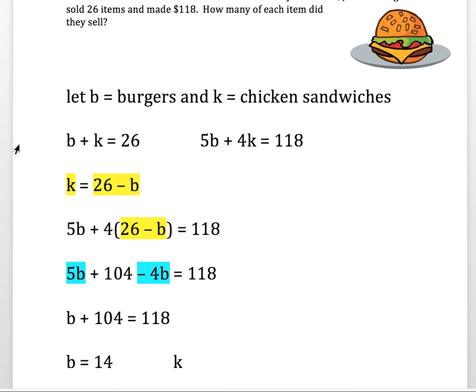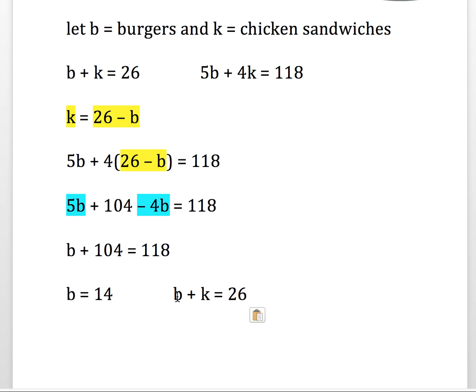Now let's look back up at this equation. And let's take 14 and plug it in for B. So 14 burgers must mean 12 chicken sandwiches because in total they sold 26 items.